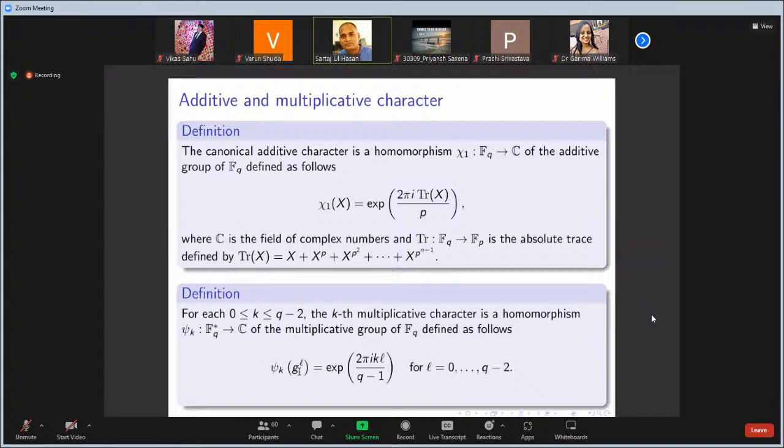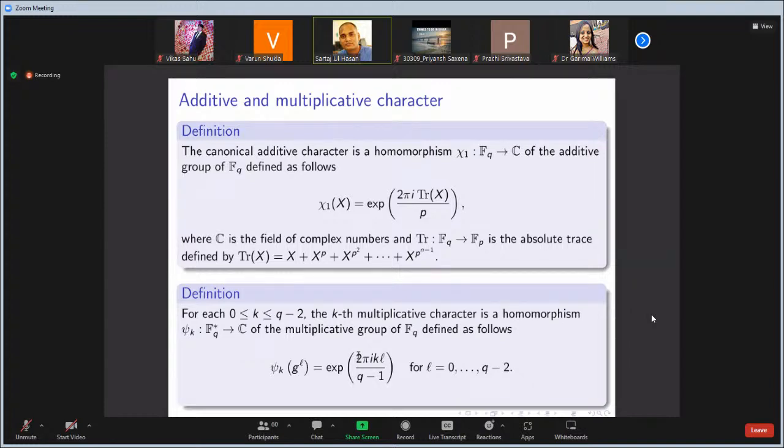You remember g was the generator of Fq star; in the beginning, I denoted the generator of Fq star by g. So all the elements are going to be g to the power 0, which is 1, then g squared, g cube, and up to g to the power q minus 2. You are defining the map psi_k for each element of Fq star, and this is called a multiplicative character.